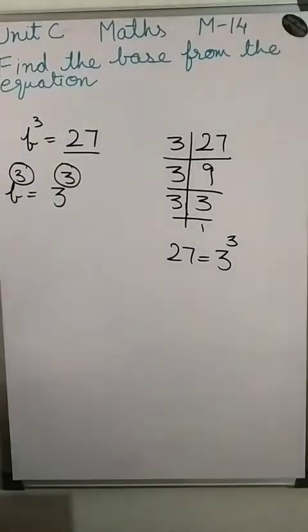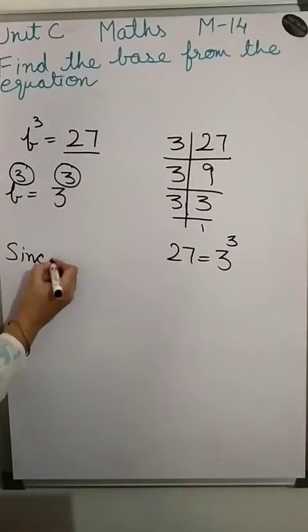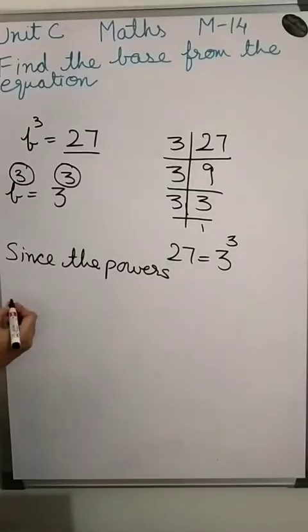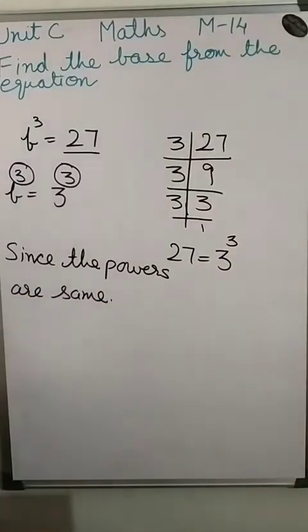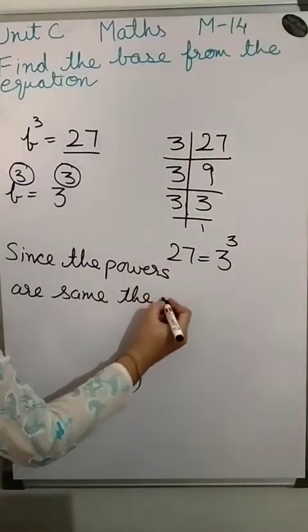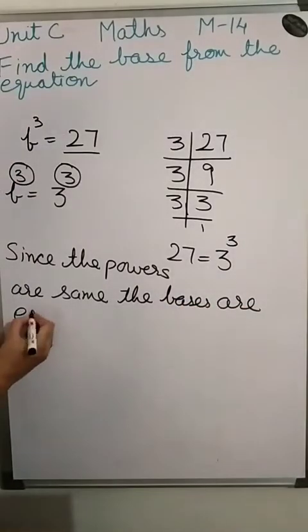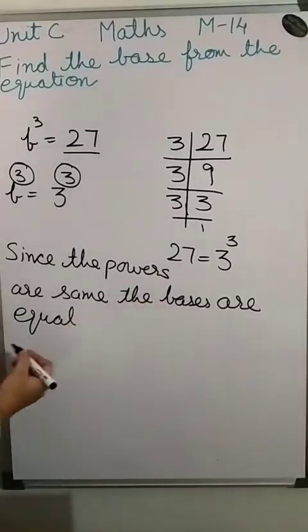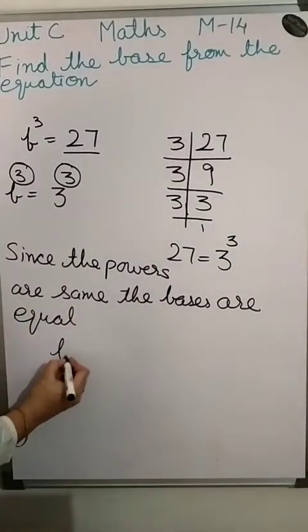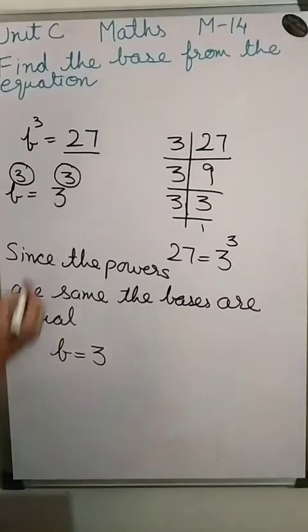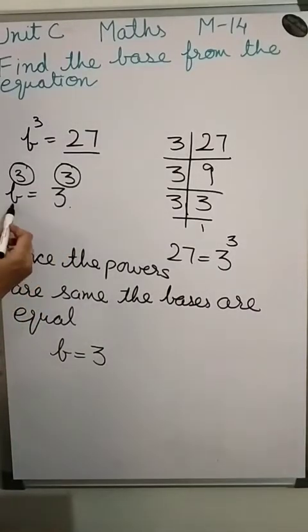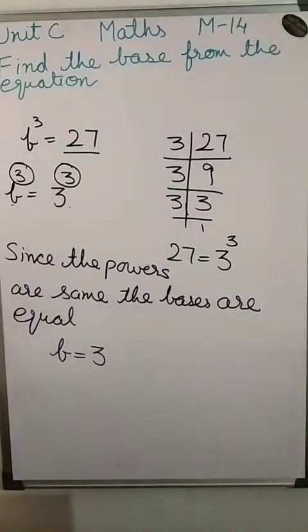So we can write, since the powers are the same, the bases are equal. So it means the value of b is equivalent to 3. We compare the numbers and you can say b is equivalent to 3. So in this way you can calculate all the answers. I explain you one more example.